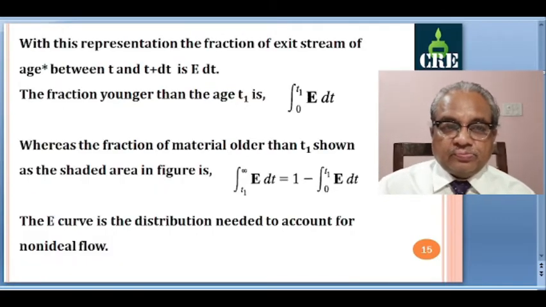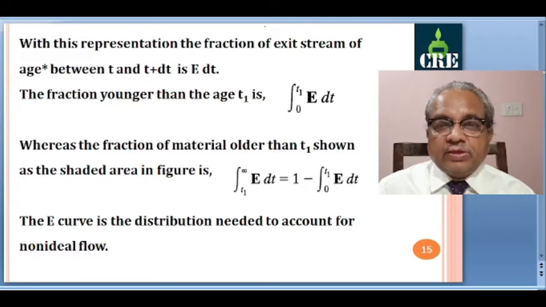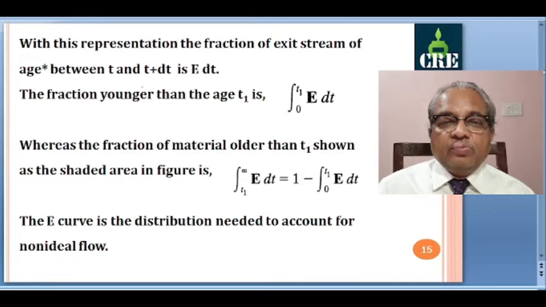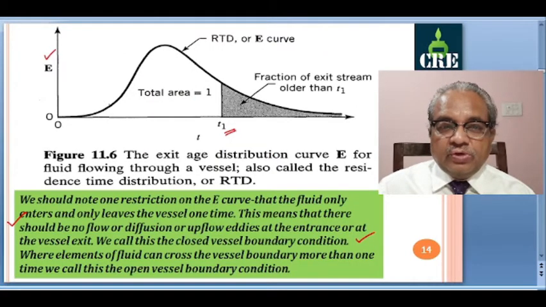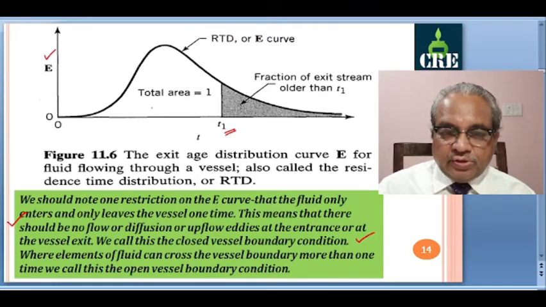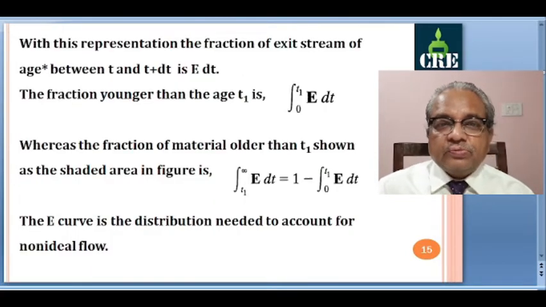So here, with this representation of the fraction of exit stream of age between t and t plus dt, you take some time t and some small element dt. So between t and t plus dt is E dt, E times dt, and this we integrate over the complete range from 0 to infinity.